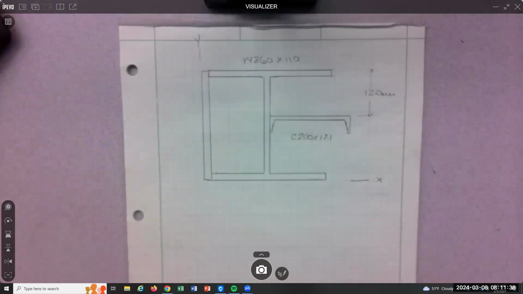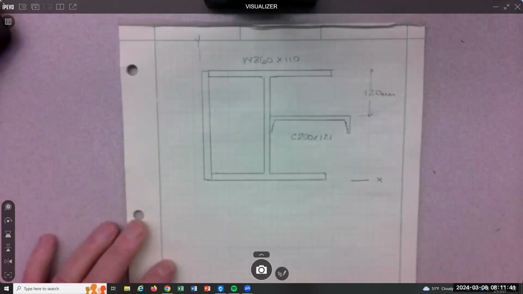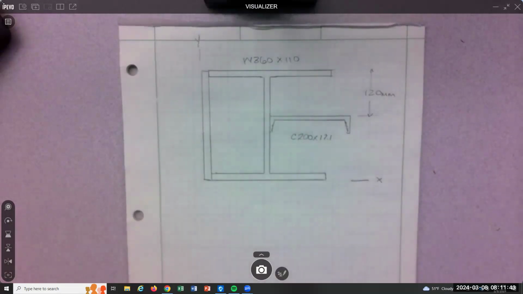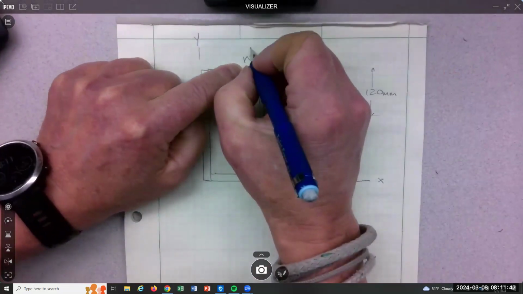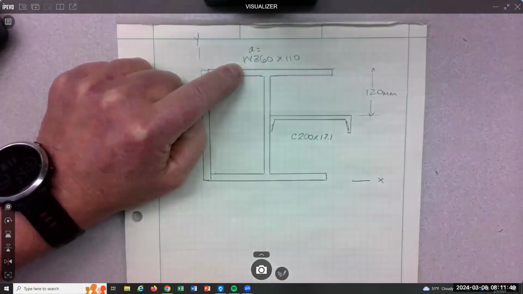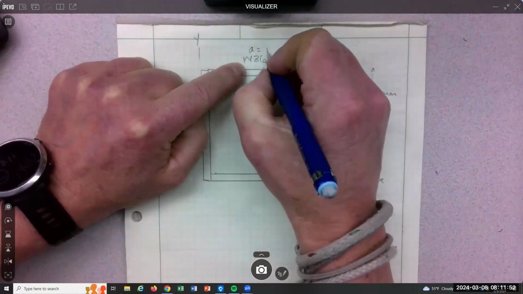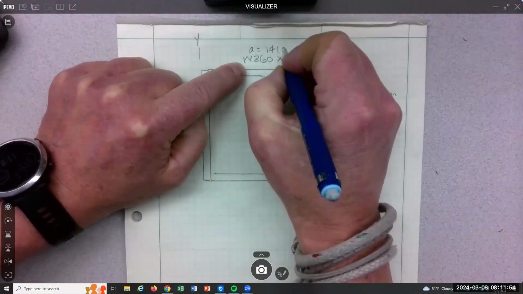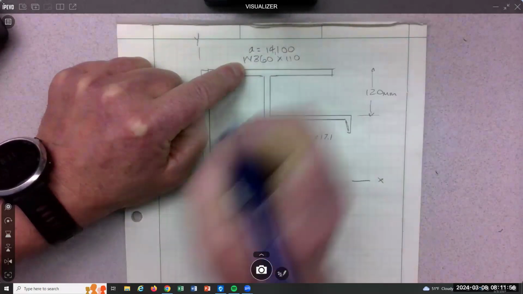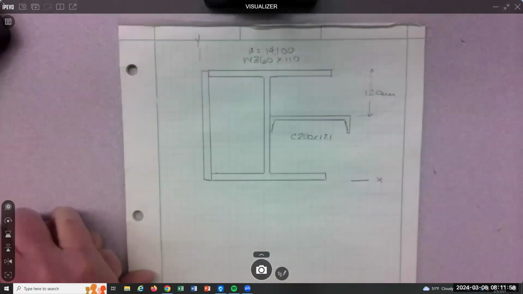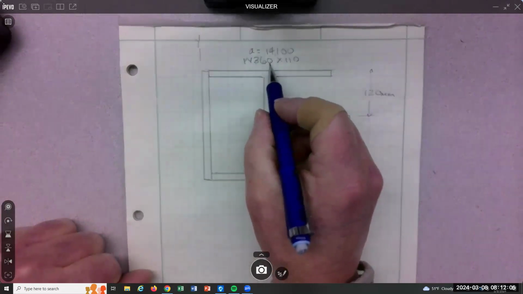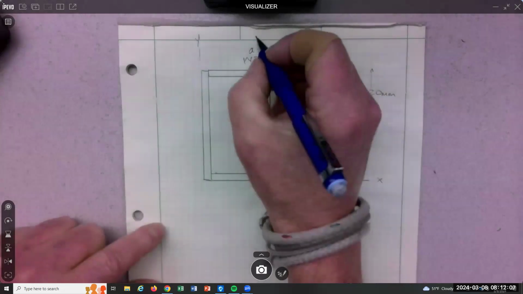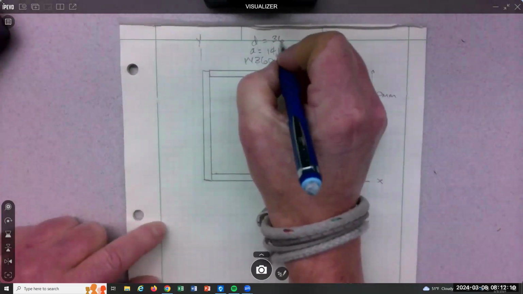All right, so I didn't pick out all of the pieces of this. So hopefully somebody did, and we can just write them down. What's the area of the 360 by 110? Anybody have that? 14100. Yeah, that's millimeters squared. And then how tall is it? Is it 360 tall? 361. So D equals 361.